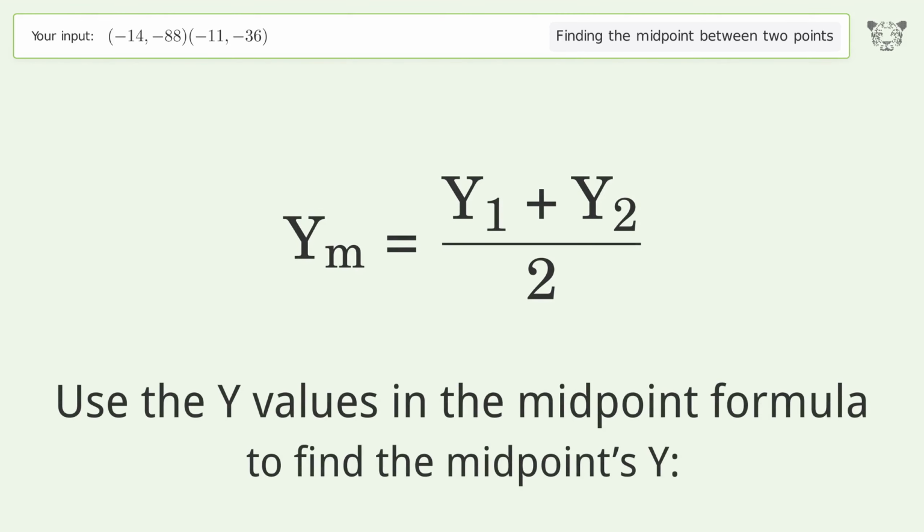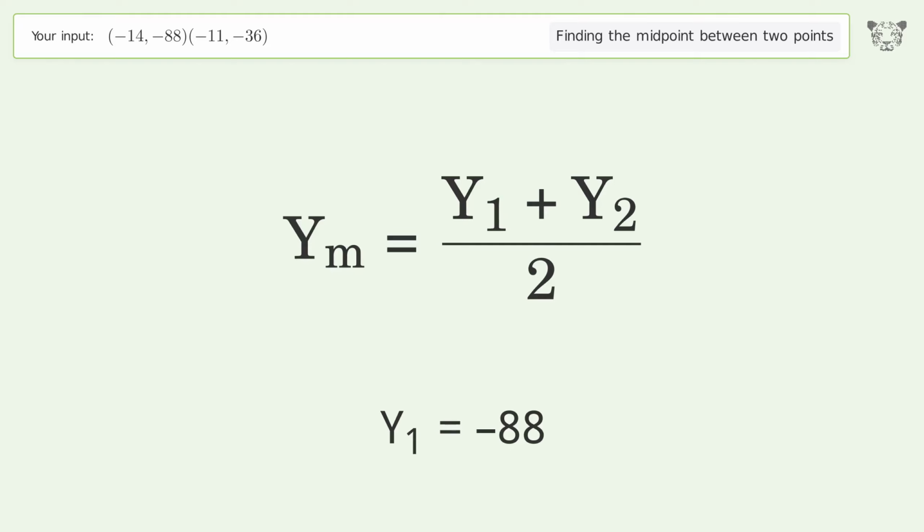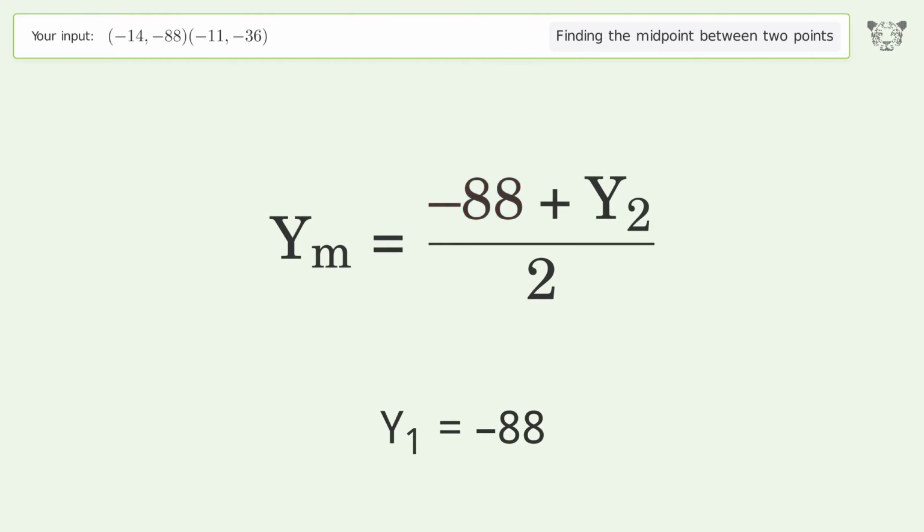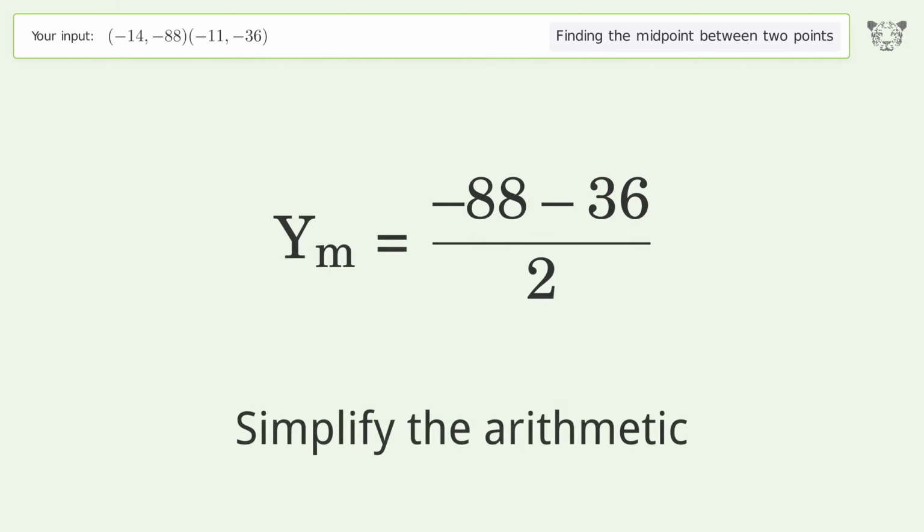Use the y values in the midpoint formula to find the midpoints y. y1 equals -88. y2 equals -36. Simplify the arithmetic.